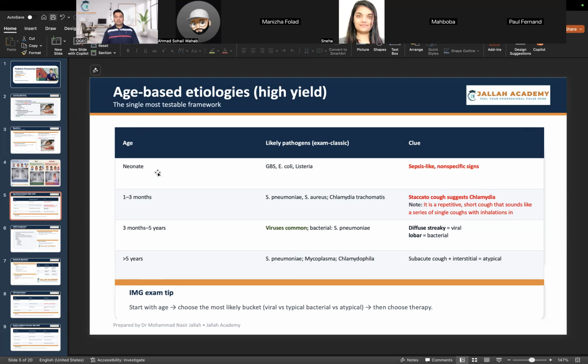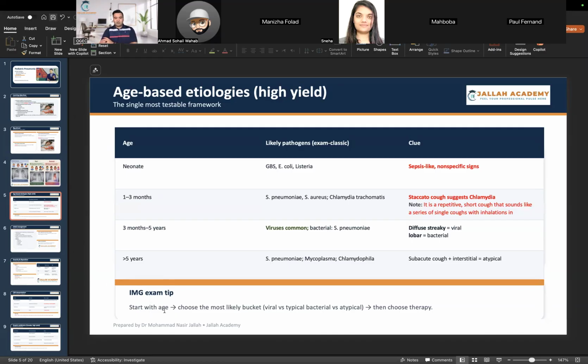More than 5 years, usually streptococcal pneumonia, mycoplasma pneumonia, chlamydia, and the patient will have a subacute cough, interstitial, plus it is atypical. When we say atypical, remember the patient will have signs and symptoms of pneumonia, but will also have atypical symptoms or signs. For example, the patient will have a headache. Headache has nothing to do with the pneumonia, but it appears to be present in the child. If you have a child who has cough, sputum, all signs and symptoms of pneumonia plus headache, that headache is pointing toward atypical pneumonia.